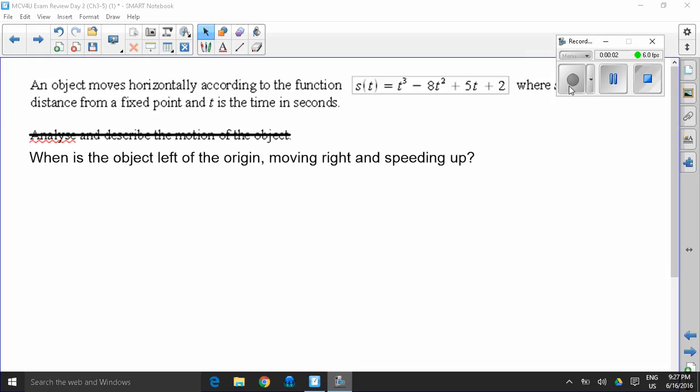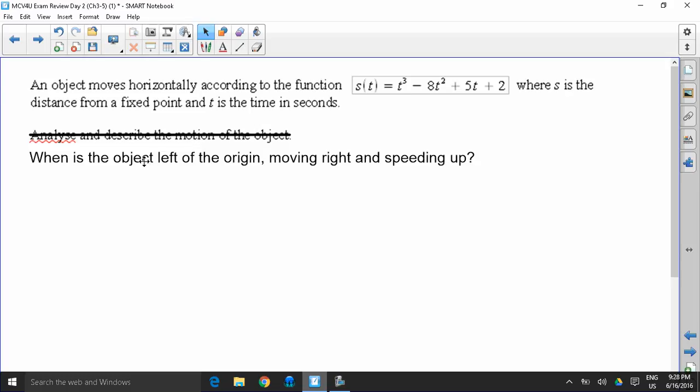All right, this example is going to be one of the object motion questions where we have to analyze... well, the question says to analyze and describe the motion of the object, but that gets pretty tedious because as the object is moving back and forth and accelerating and decelerating and moving left and right and all that business, it gets pretty tedious. So I've changed the question from maybe what you have printed in front of you.